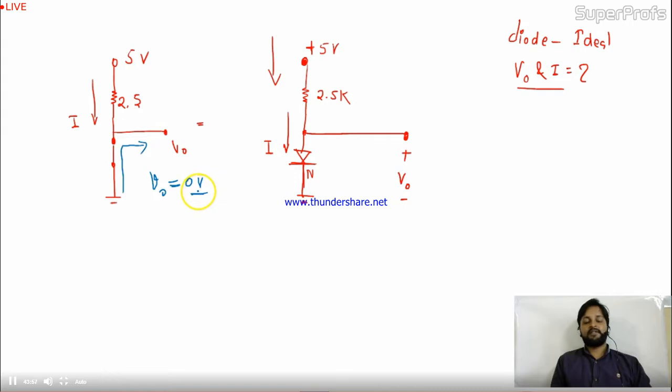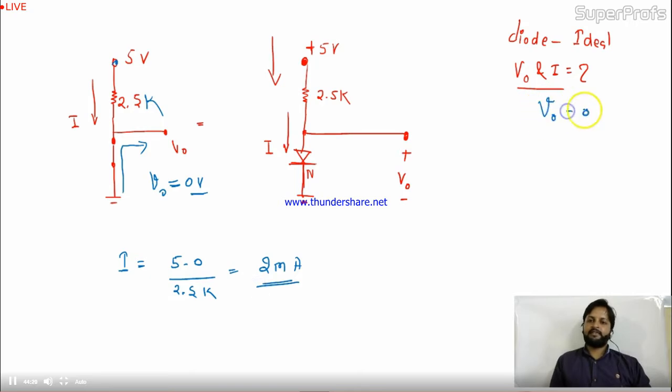So V0 is 0. What about I? Simply there is the potential difference. This I is nothing but 5 minus 0 divided by 2.5k. Is this k? Yes, this is given as the k, right? So this is 2 milliampere. So the answer is V0 is 0 and I is 2 milliampere. Is it okay to you?